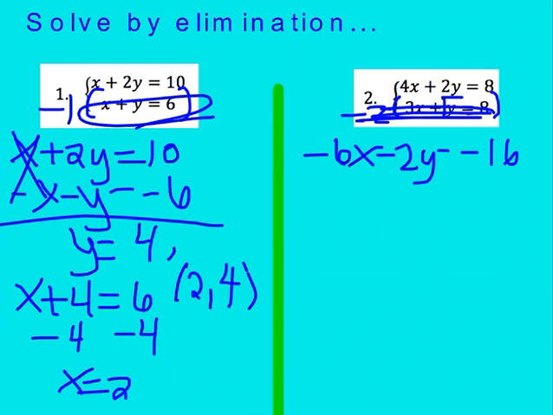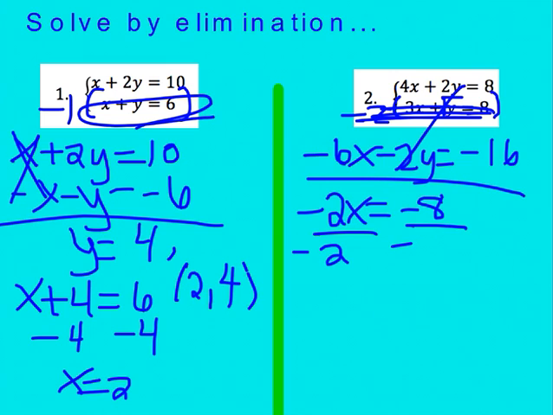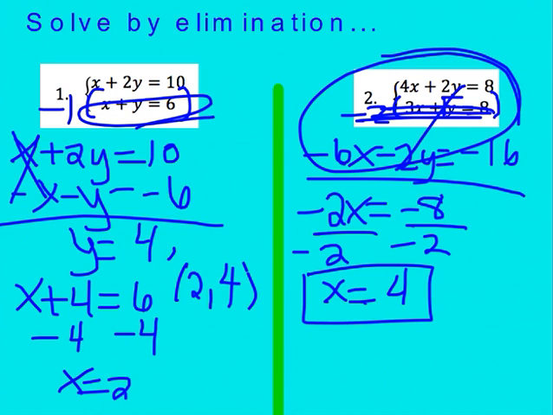So now this one kind of doesn't exist, and we're focusing on that top one and the one I just wrote. So 4x minus 6x is a negative 2x. 2y's are going to cancel, and then 8 minus 16 is going to give me a negative 8. Divide both sides by negative 2 so we can solve for that x, and we get 4. Okay, so that's our x value.